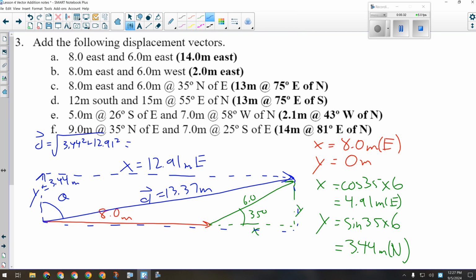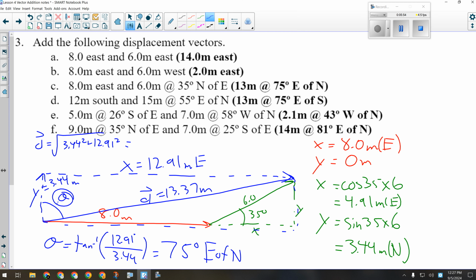So when I do this, the next thing I've got to do is find that angle. Looking for theta here. So tan to the -1 of the opposite side, 12.91, divided by 3.44. When I do that, I'll get 75 degrees east of north. My final answer, how many significant digits?